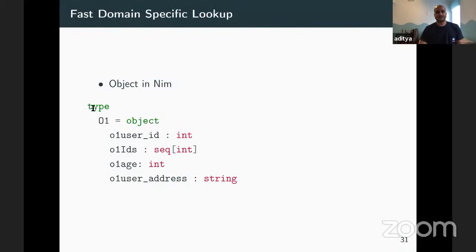So this is an object in Nim. It's no different from a record. In Nim, an object is just a hierarchical record. That's all it is. So it's got these fields, it's got an int field, it's got a sequence of integers, it's got another integer and a string or whatever. And it's got these weird naming conventions. It's got o1 user underscore ID, o1 IDs, and then it switches from underscore to camel case here and back to underscore down there. And it doesn't even respect the capitalization over there.